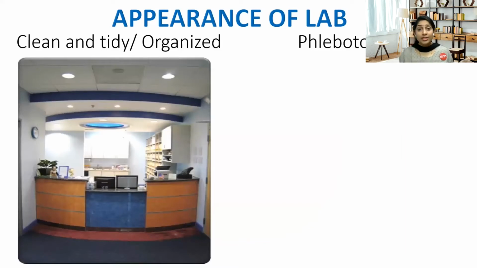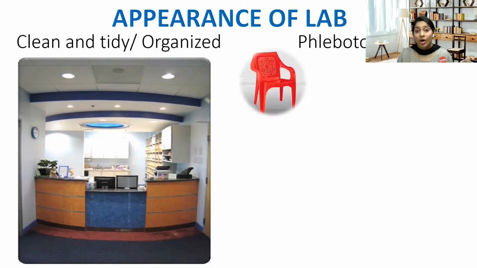So the first one we need to see is appearance of laboratory. Our laboratory needs to be clean and tidy as shown in this picture, and it has to be organized from choosing the curtains to laying it properly to having a separate phlebotomy room and keeping our bathrooms clean and tidy. Everything needs to be in an organized manner. And then the most important thing in the appearance of the laboratory is the phlebotomy chair.